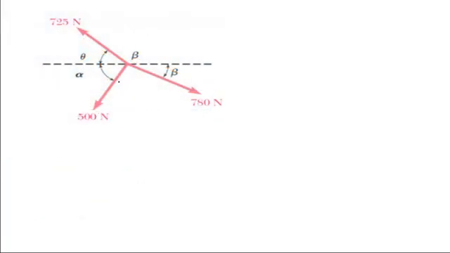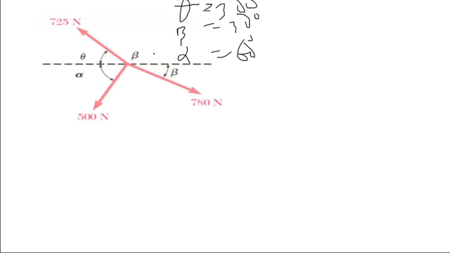So assuming that you have these three vectors, where theta is equal to 30 and beta is equal to 30, while alpha is equal to 60 degrees. Can you find the resultant of this vector? Of course, you can find the resultant of the vector by resolving each of these vectors into vertical and horizontal components. Let us look at this vector.